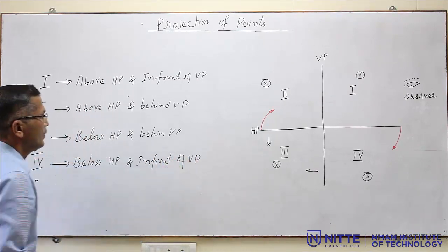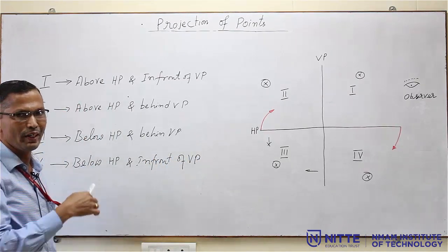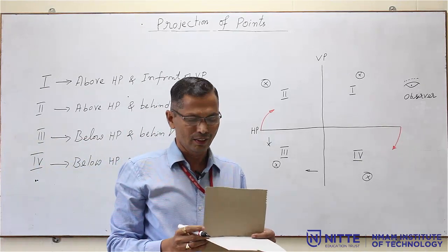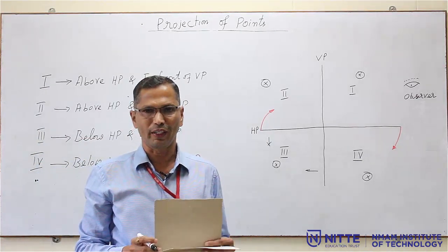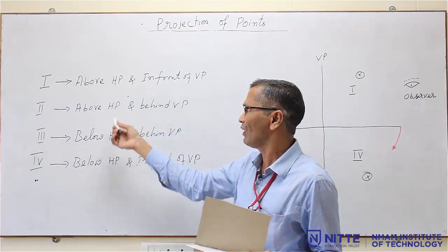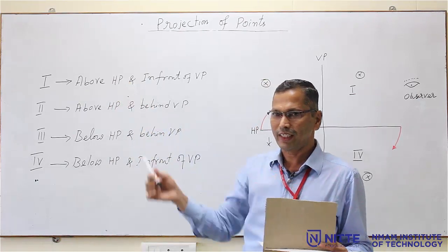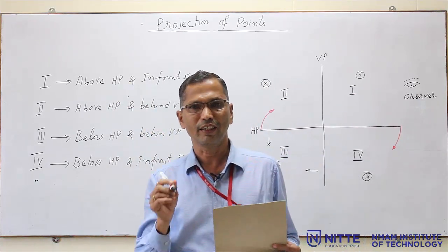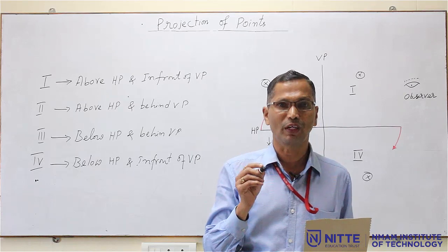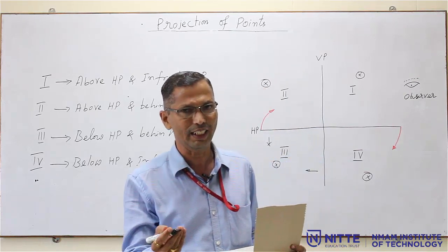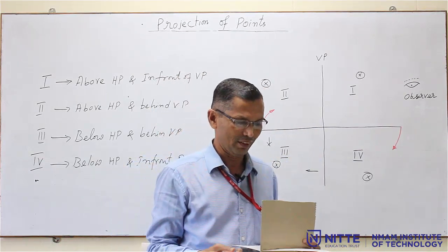So, these four rules are very important to decide which quadrant the point belongs to. So, you have to remember them very carefully. As soon as you read any problem, you have to decide which quadrant that particular point belongs to. Is it the first quadrant, or second, third or fourth quadrant?